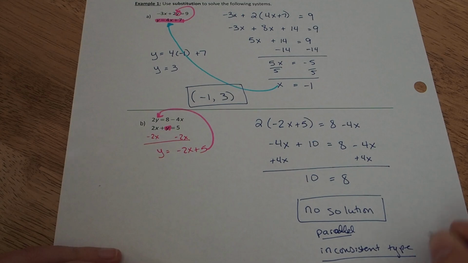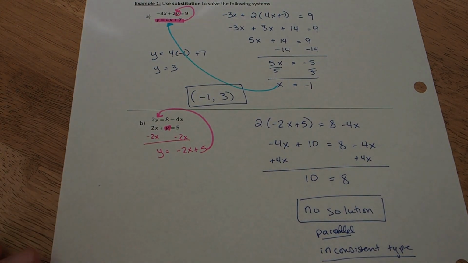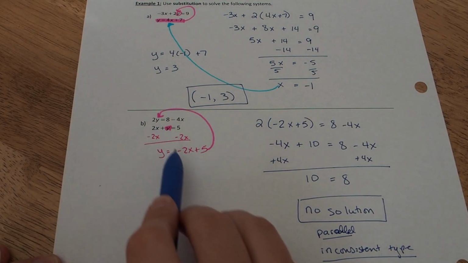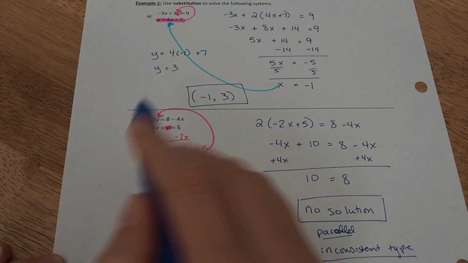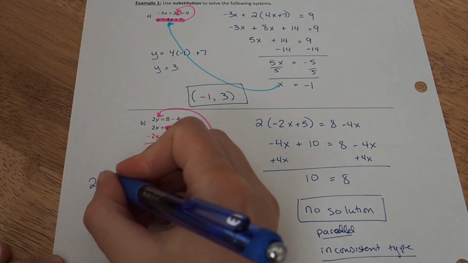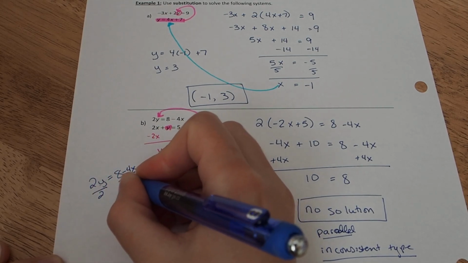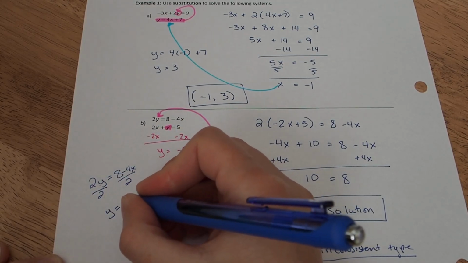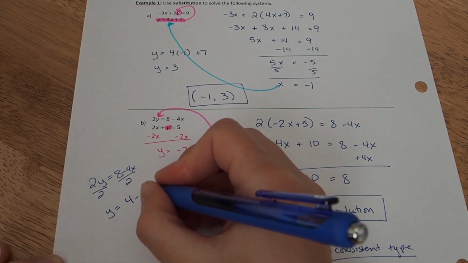Now, just to verify, we already know the answer is no solution, but just to verify that these 2 lines are parallel, let's check that when I solve for y in both equations, I get the exact same slope. So I've already got the bottom equation solved for y. If I take the top equation, 2y equals 8 minus 4x, if I solve for y by dividing by 2, that would give me y equals 8 divided by 2 is 4, minus 4x divided by 2 is 2x.